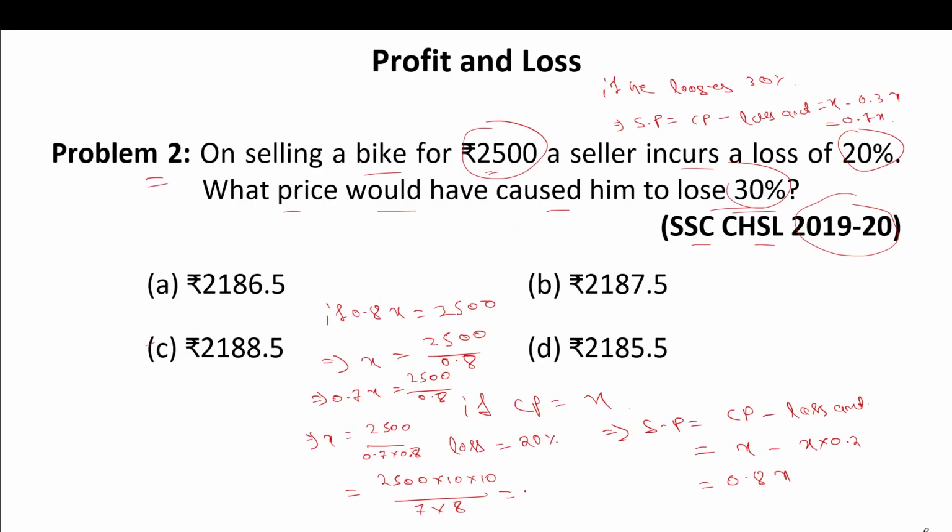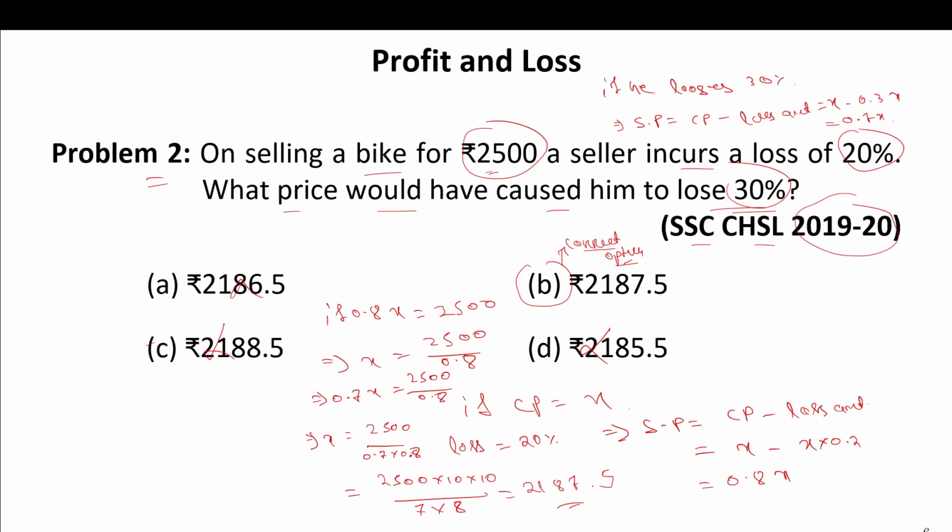So this is 2187.5. Okay. So option B is the correct one here. So these are all wrong options. Okay. So this question is not hard.